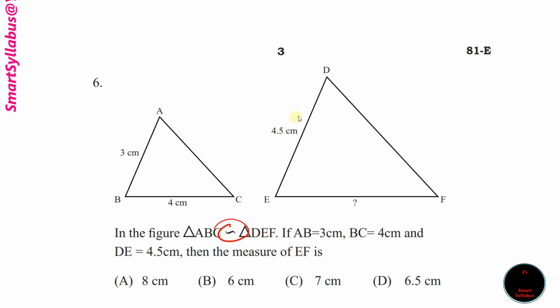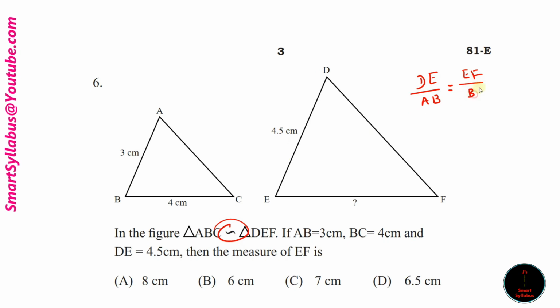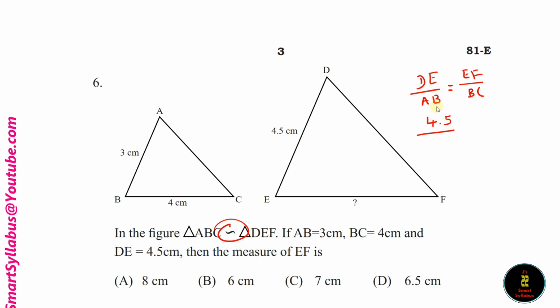It means DE upon AB, that is equal to, as we have taken DE here, so even here EF must come, EF upon BC. So for us, as you can see in the question, EF is asked. So we need to just substitute these three values. Just from the question itself, check what's the value of DE. It's 4.5. What's the value of AB? AB is 3. That is equal to EF, that we need to find. So keep it like that only. BC, as you can see, BC is 4.